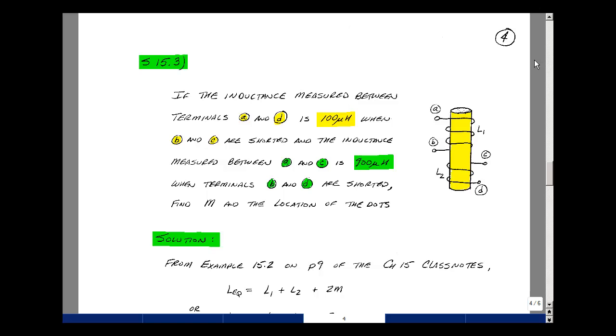This lesson deals with Supplemental Problem 15.3. You can find this problem in the ECE202 ebook in the Chapter 15 Supplemental Problems on page 4. In this supplemental problem, we're going to learn how to measure mutual inductance.